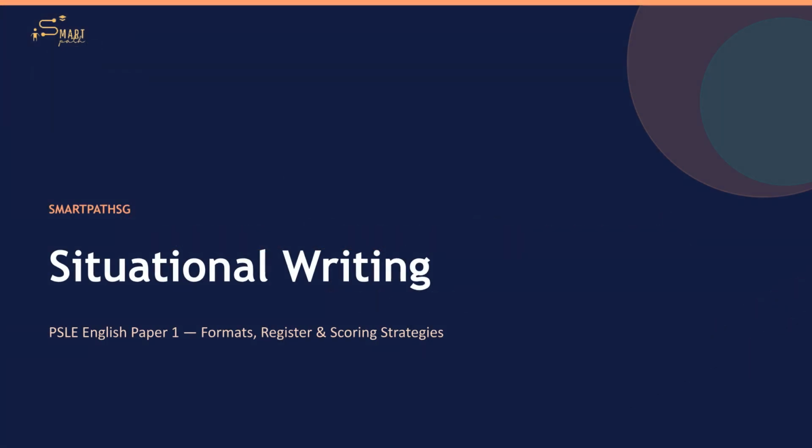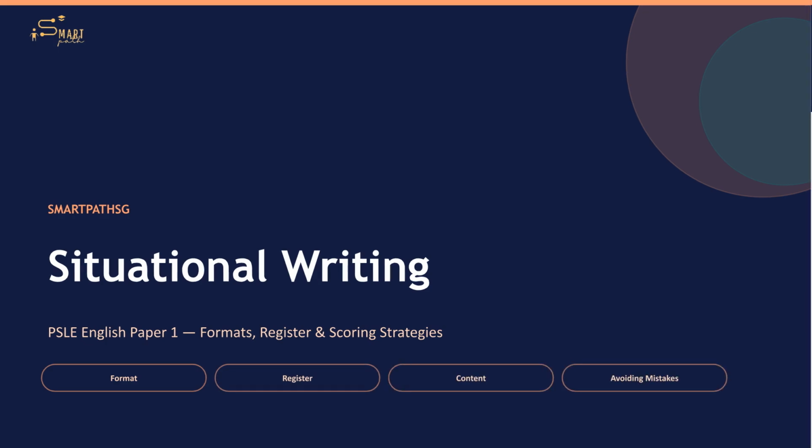Welcome. Today is all about acing situational writing for the PSLE English Paper 1. Success comes down to mastering 4 key areas: format, register, content, and avoiding mistakes.